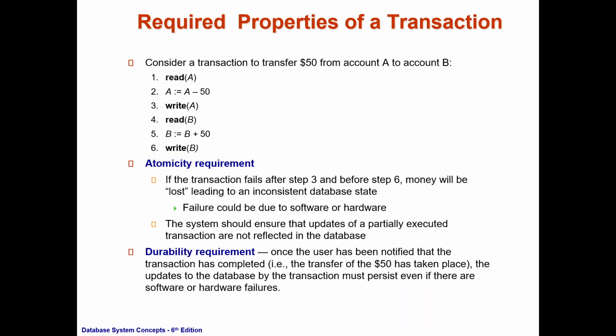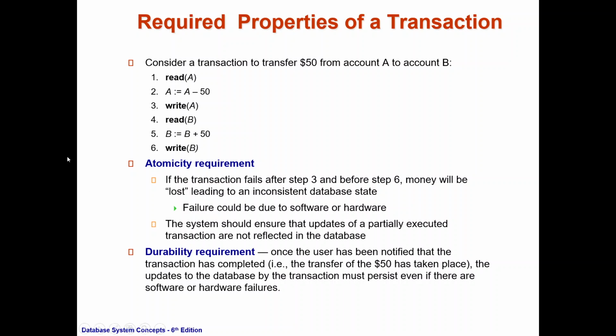Now, what are the required properties of a transaction? For the transaction we have seen, read A, A is equal to A minus 50, write A, read B, etc. All the time we have to follow the properties we call the ACID properties. In ACID, the first A stands for atomicity. It means that either the entire transaction is to be carried out or none of the transaction is to be carried out. That means it has to roll back. No partial execution is allowed.